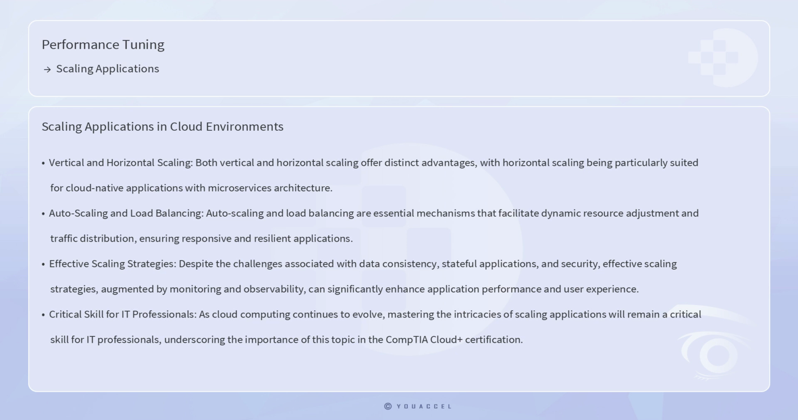In conclusion, scaling applications is pivotal for maintaining performance and availability in cloud environments. Both vertical and horizontal scaling offer distinct advantages, with horizontal scaling being particularly suited for cloud-native applications with microservices architecture. Auto-scaling and load balancing are essential mechanisms that facilitate dynamic resource adjustment and traffic distribution, ensuring responsive and resilient applications.